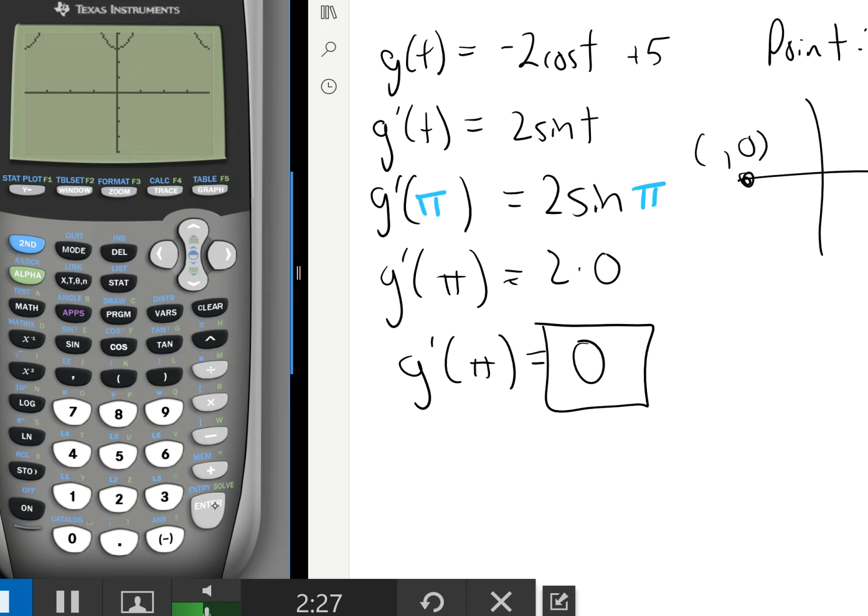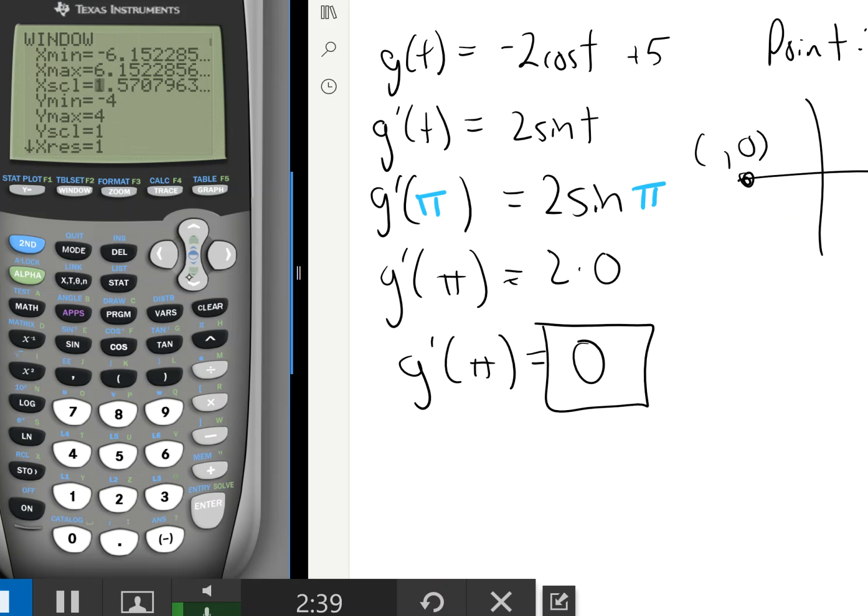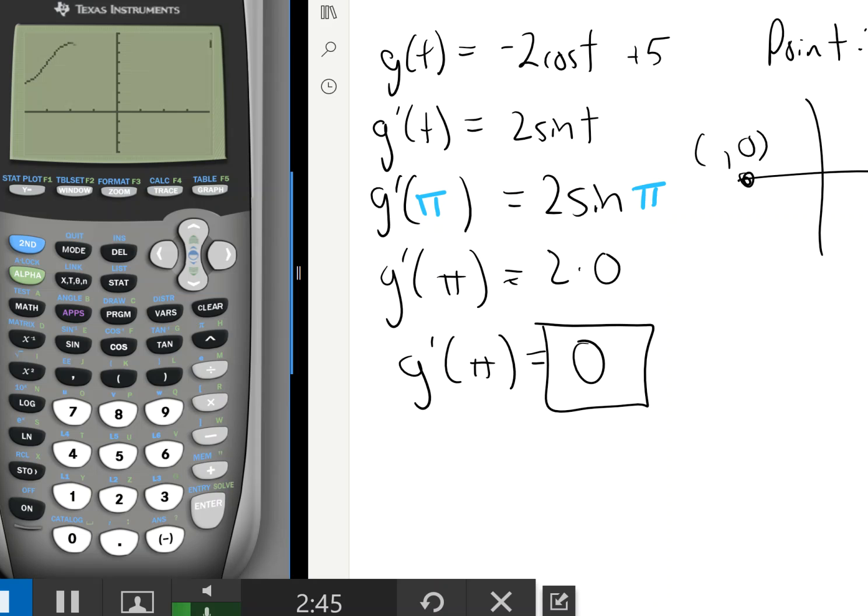And so at pi, which is right here, I'm wanting to figure out what the slope of this line is. Well, I can't see quite far up enough, so zoom trig didn't do it perfectly for me. I want the maximum y value. Let's try 8.